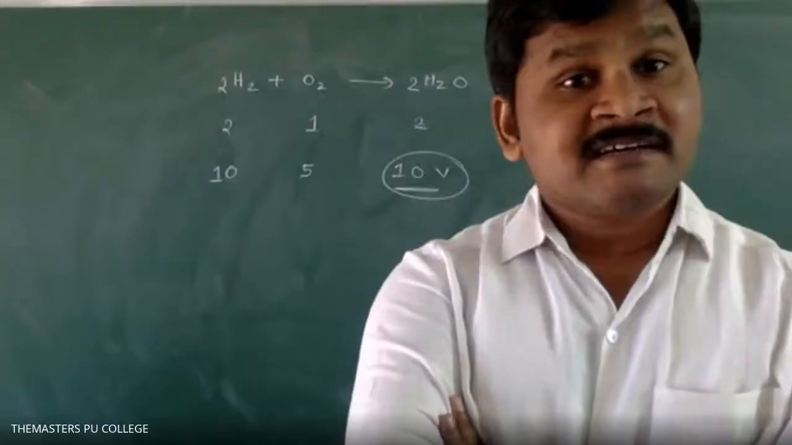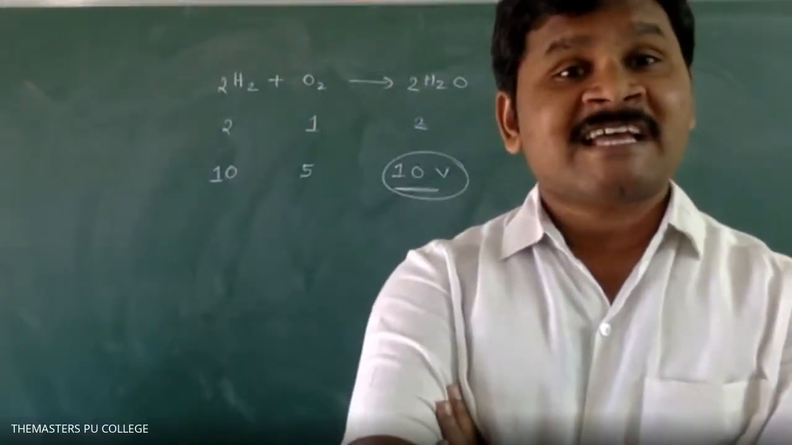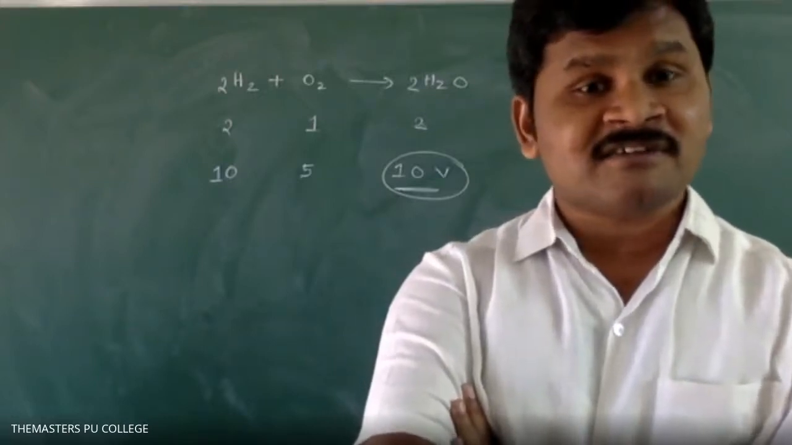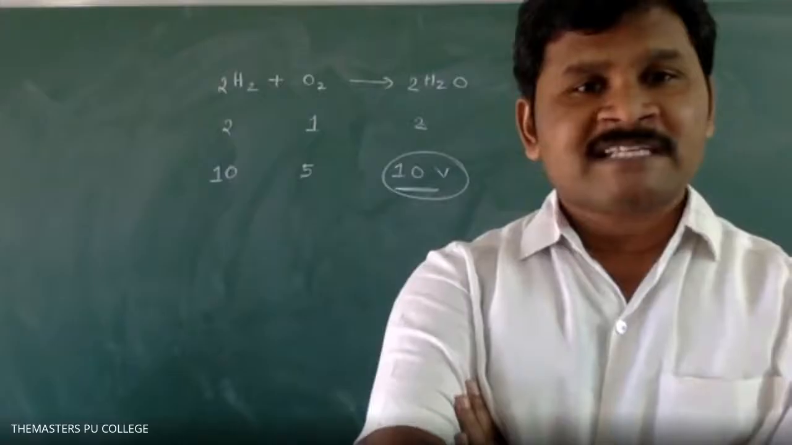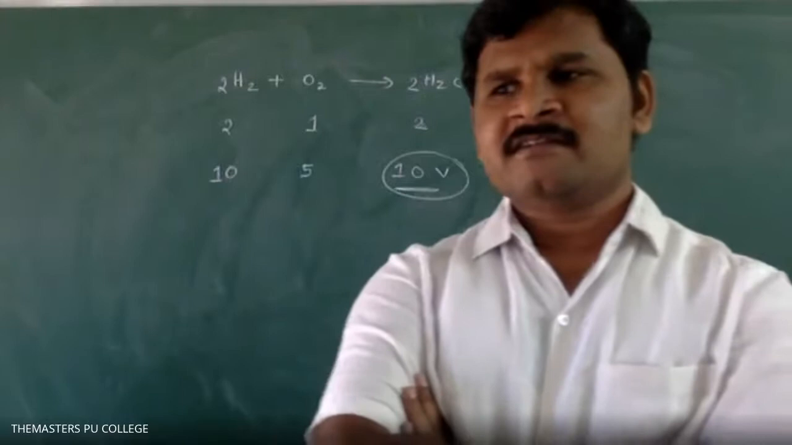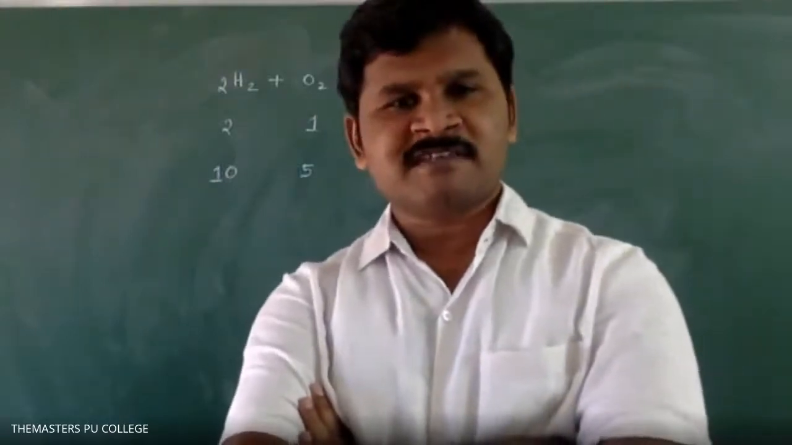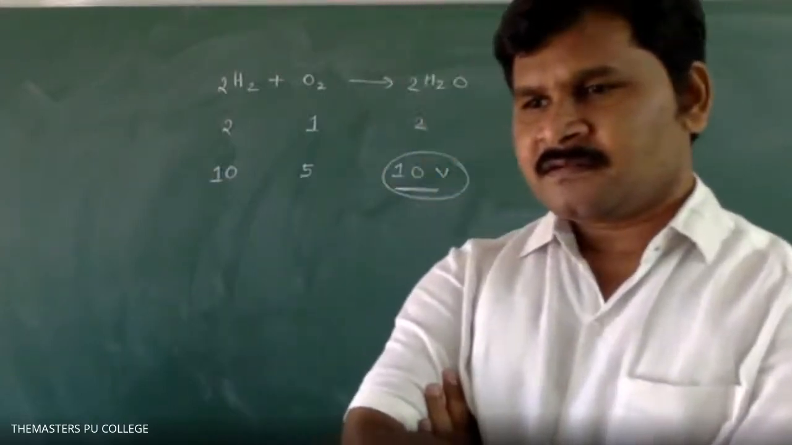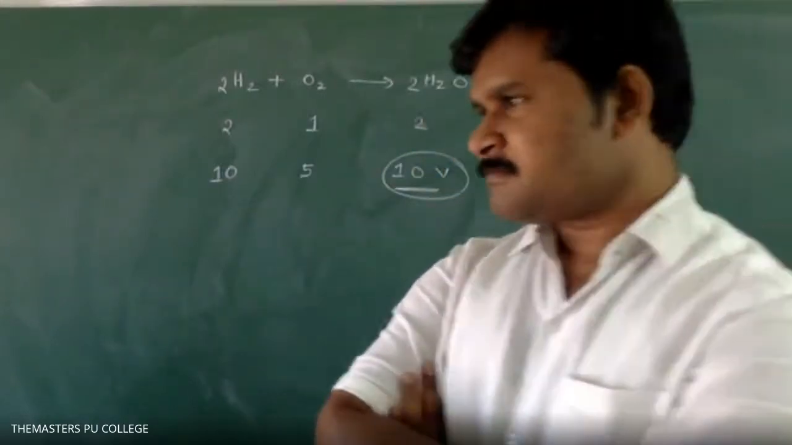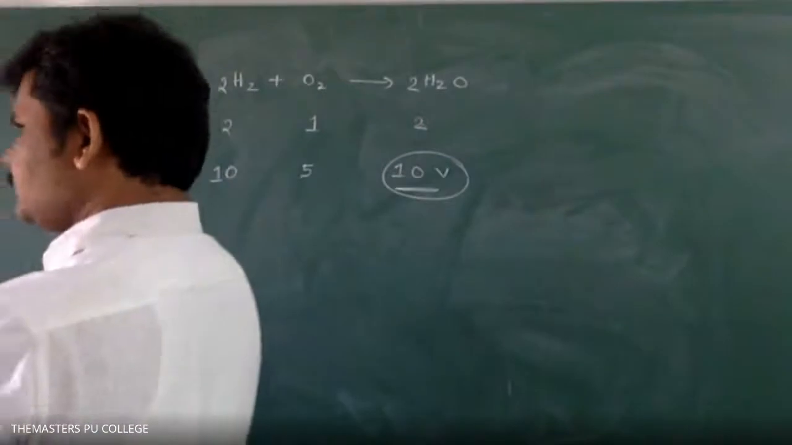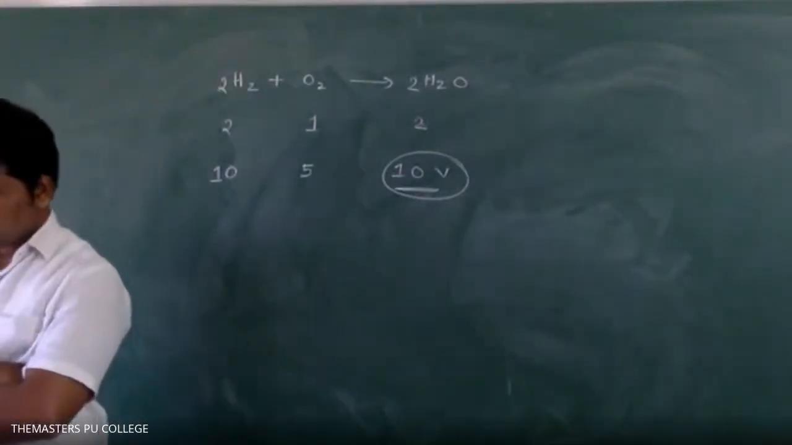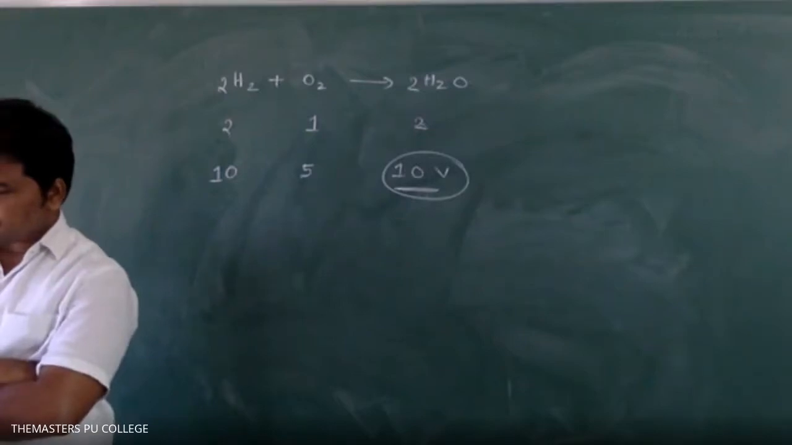But what is the final conclusion I gave? After dilution, the volume of water added is equal to V2 minus V1. V2 is 500, V1 is 100, so the answer is 400. Please apply that formula. Next mark. So the answer is 400 centimeter cube.